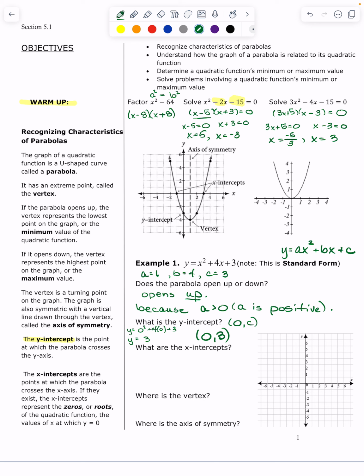There will be some times that they want just the y-coordinate of the intercept. The y-intercept is always a point on the graph, so I tend to write it always as an ordered pair.